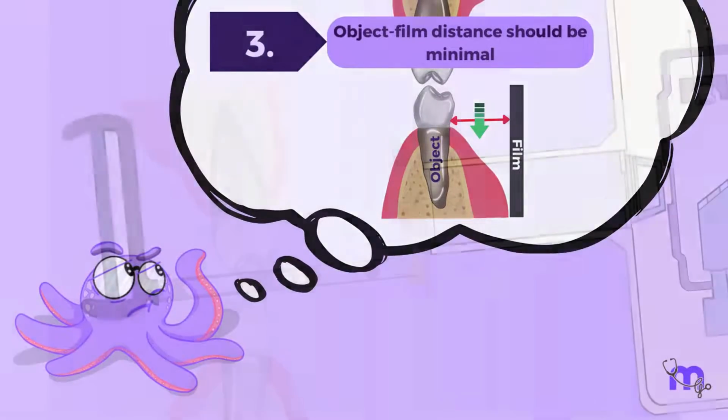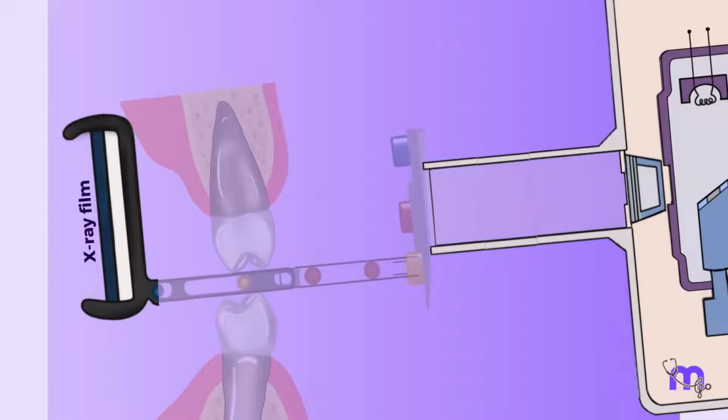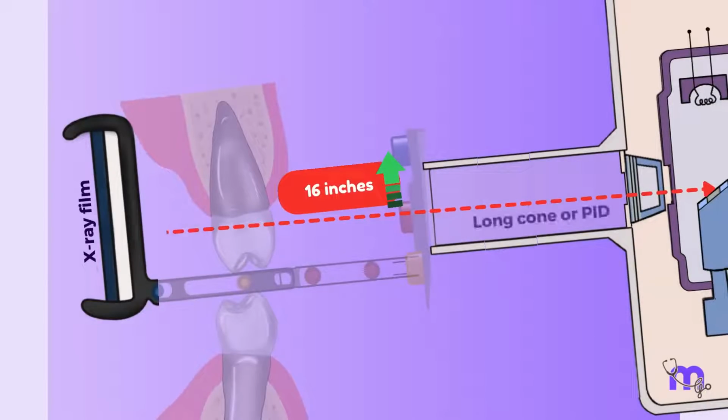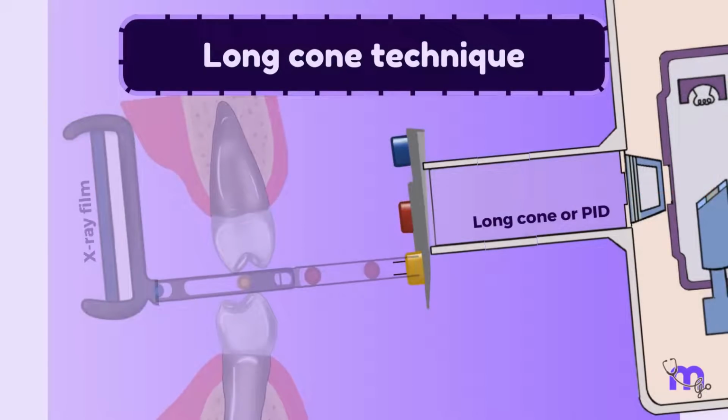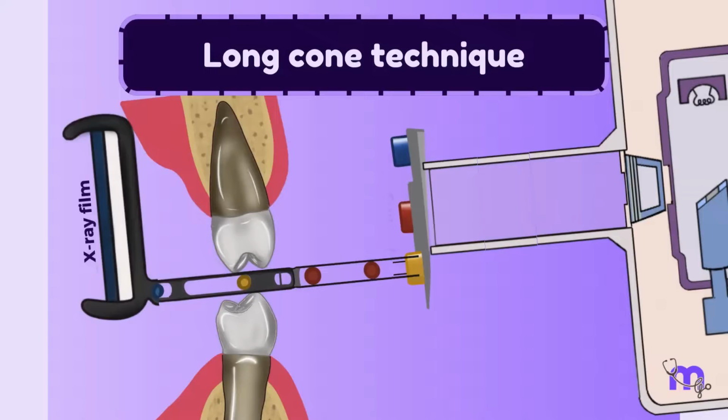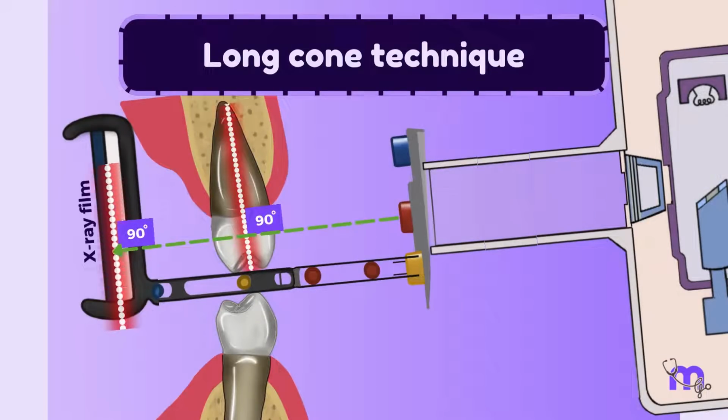image. To compensate for this image distortion, we increase the target film distance to 16 inches by using a long cone or position indicating device. Therefore, this technique is also called the long cone technique. The long PID is positioned aiming at the ring of the holder. This ensures that the X-ray beam is perpendicular to the long axis of the tooth and the receptor.